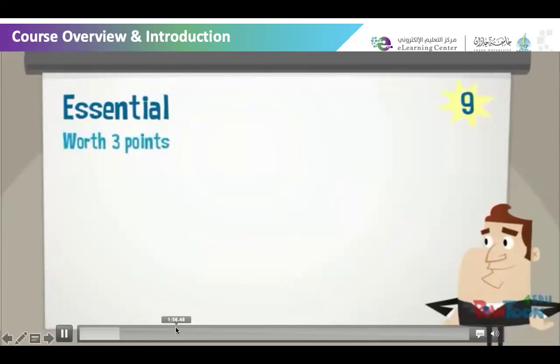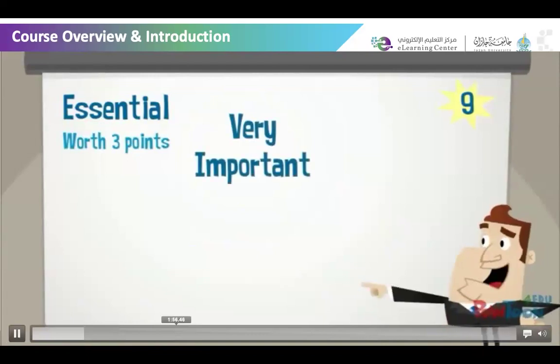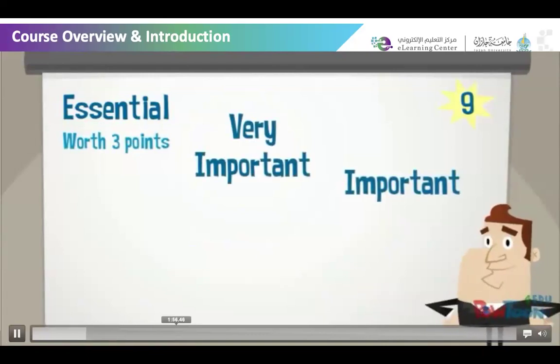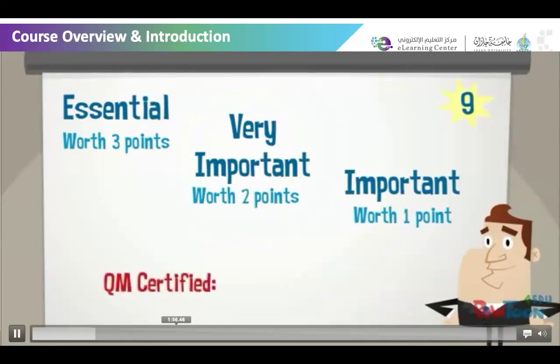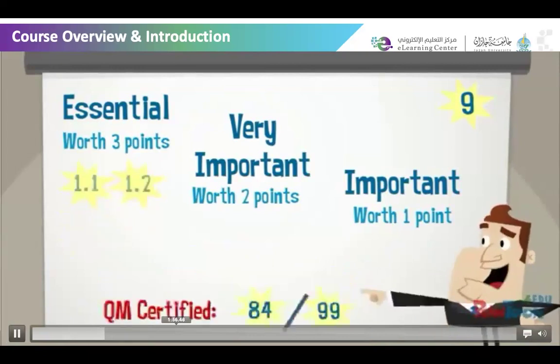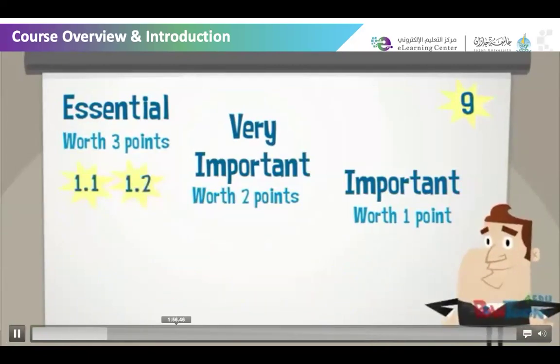Other standards are labeled as either very important or important. These score 2 or 1 points respectively, and it is acceptable not to meet every single component as long as altogether the total overall score reaches 84 points out of 99. The first two components of this standard are essential. The third, fourth, and fifth are very important, while the last four fall within the important category.